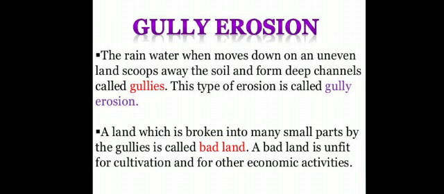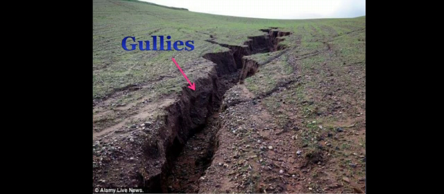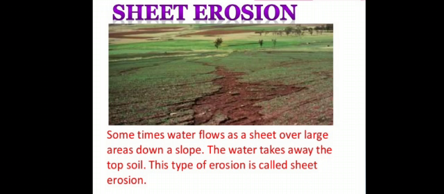I would like to specially mention here that in the Chambal basin, the bad land created by the gullies is termed as ravine. The picture depicts the gully formation. Then sheet erosion. Children, sometimes water flows as a sheet over large areas of a slope and takes away the topsoil from that area. And this type of erosion is called sheet erosion.